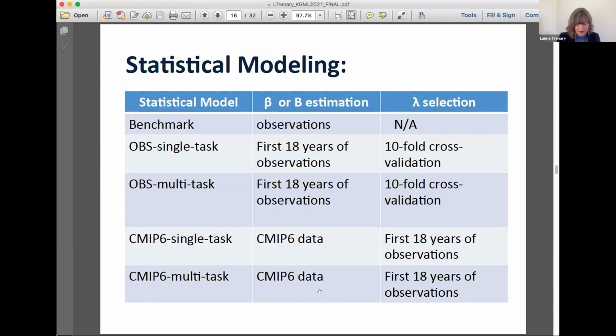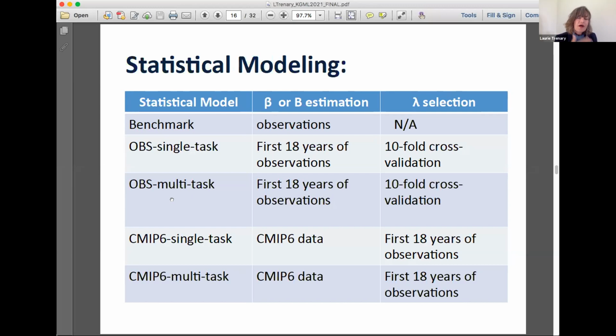I just want to clarify how we estimate our regression coefficients and select our lambdas. For our benchmark, regression coefficients are estimated from observations. Then we have our two sets of lasso models. For the observation trained lasso models, the betas are estimated from the first 18 years of observations, and then we select lambda through a 10-fold cross-validation.